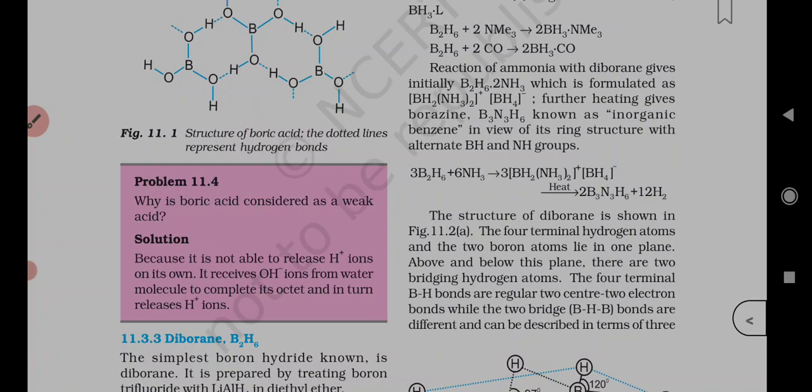It is prepared by treating boron trifluoride with lithium aluminium hydride in diethyl ether. So it is made in diethyl ether, right? So BF3 plus lithium aluminium hydride, you will get B2H6, LiF and AlF3.